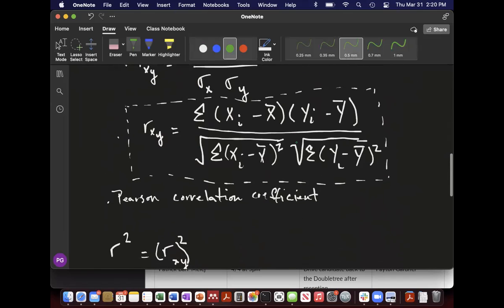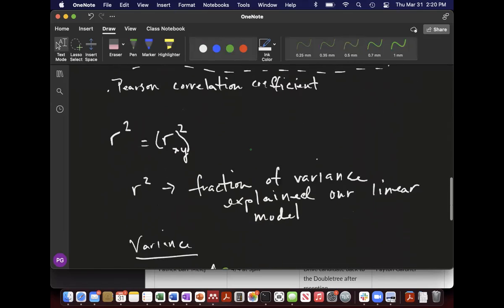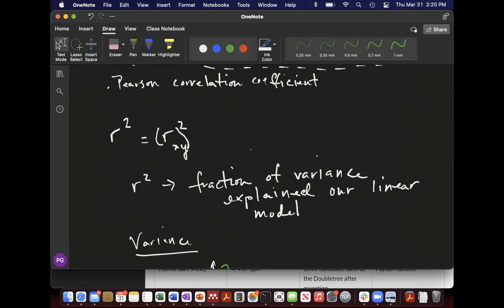So at the end of the day, what the correlation coefficient tells us is how much of the difference between X and Y is explained. How much of the relationship between X and Y is explained by a straight line?